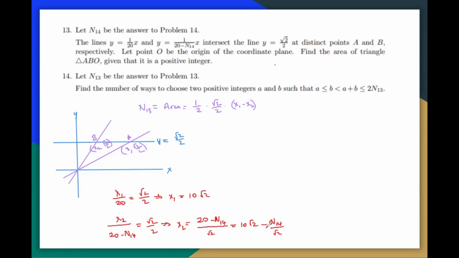This is promising, but we want the difference of those x's, which is x1 minus x2. When you subtract this from this one, the 10 root 2 cancels and this will be positive, so you get N of 14 over root 2. Then I'm going to plug this in right here, because that's basically equal to this one. So that should be N of 14 over root 2. So our next step: N of 13, which is my area, is equal to root 2.